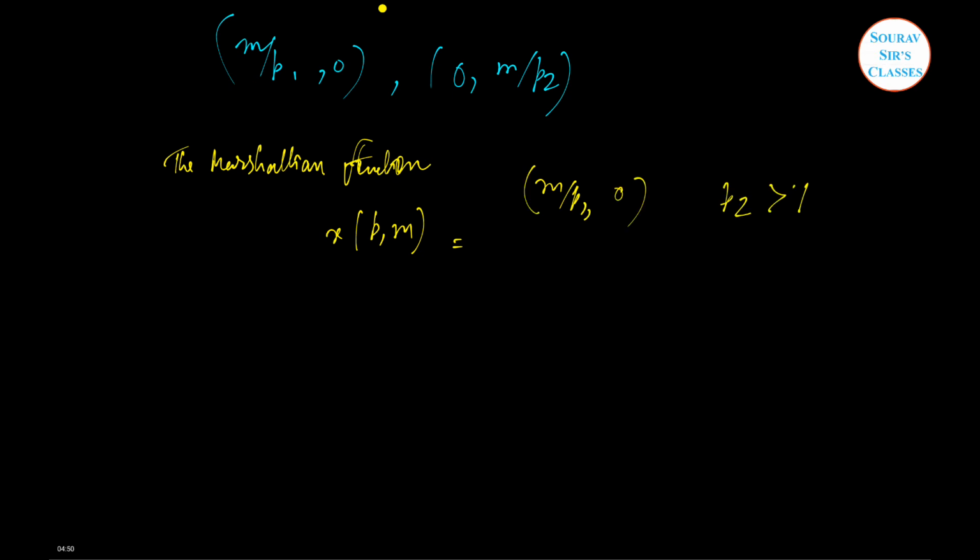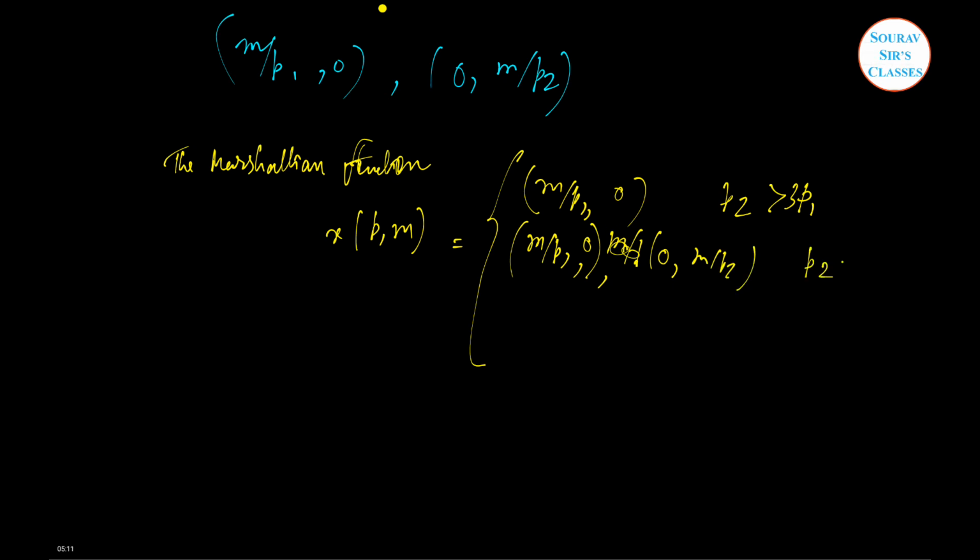that is (M/P1, 0) when the price of 2 is greater than 3P1, because he is purchasing 3 times of good 2 than good 1. Then it is any point on the budget line, between (M/P1, 0) and (0, M/P2), if P2 equals 3P1, and (0, M/P2) if P2 is less than 3P1.